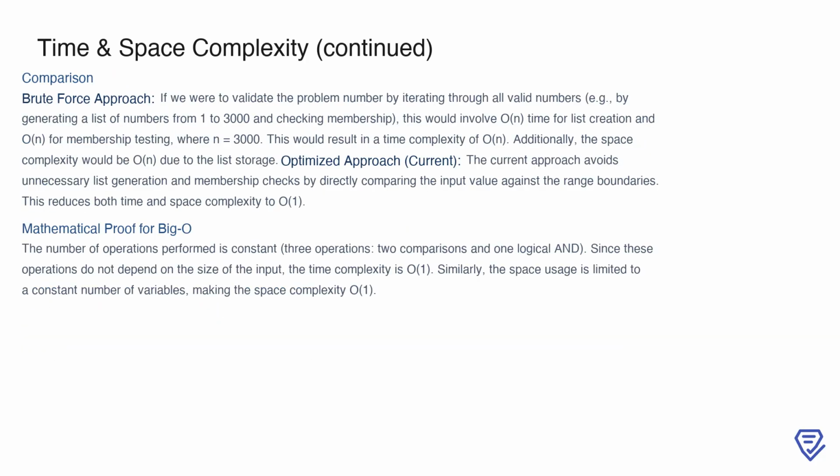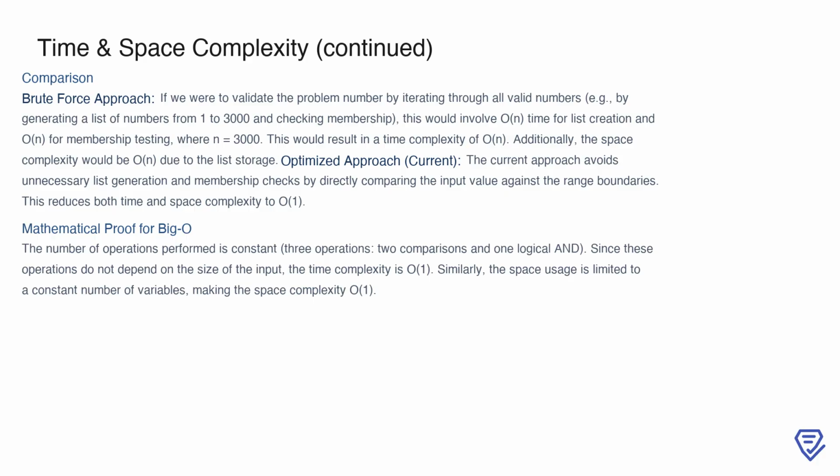Now, let's compare this optimized approach with a potential brute force method. If we were to validate the problem number by iterating through all possible valid numbers, for example, by generating a list of numbers from 1 to 3000 and then checking if the input exists in that list, it would significantly increase both time and space complexity.